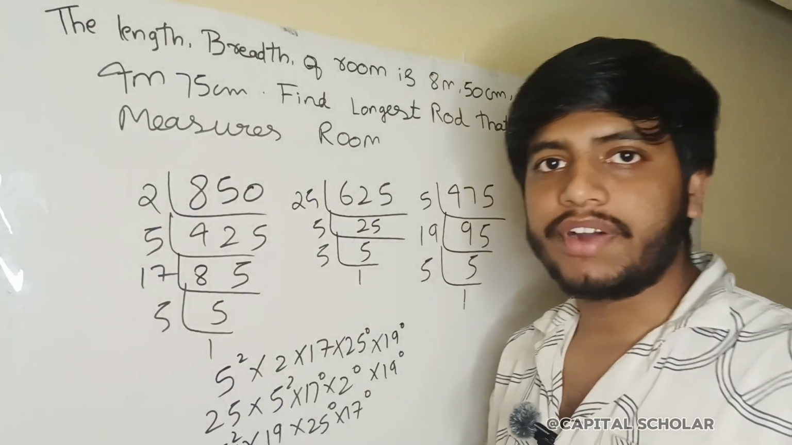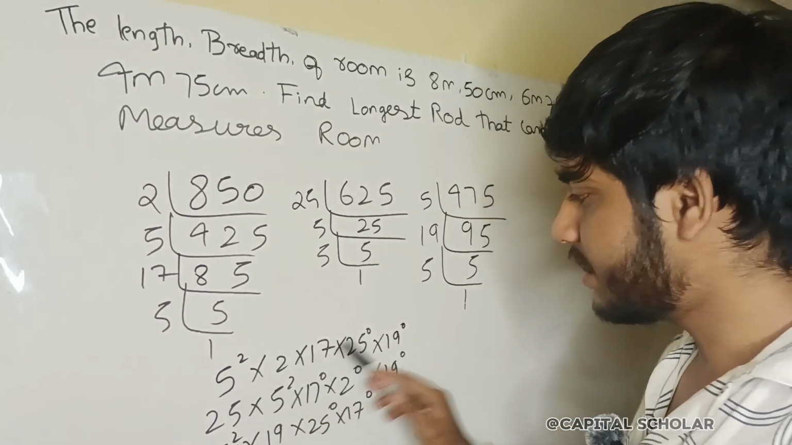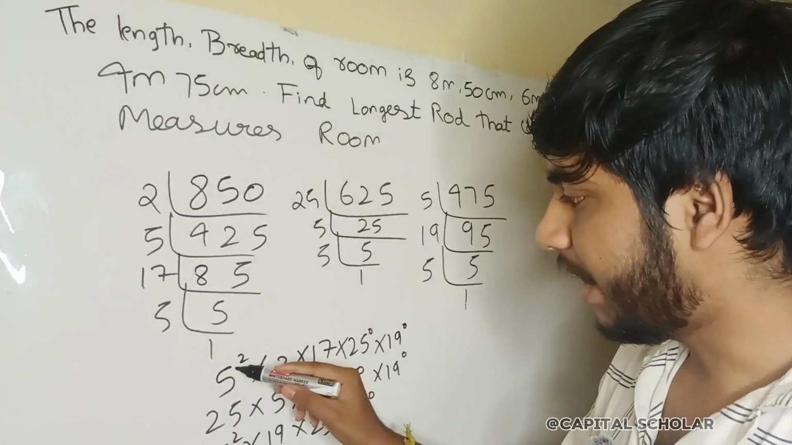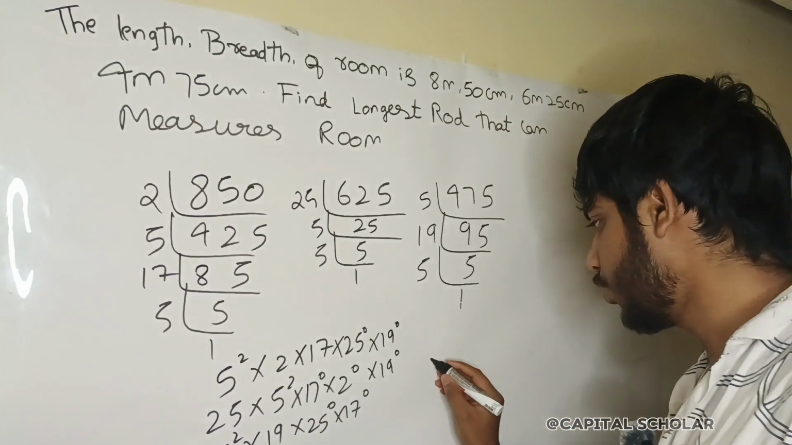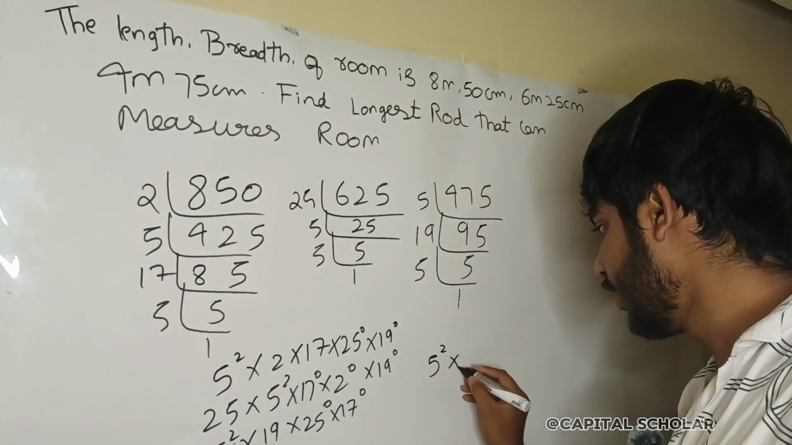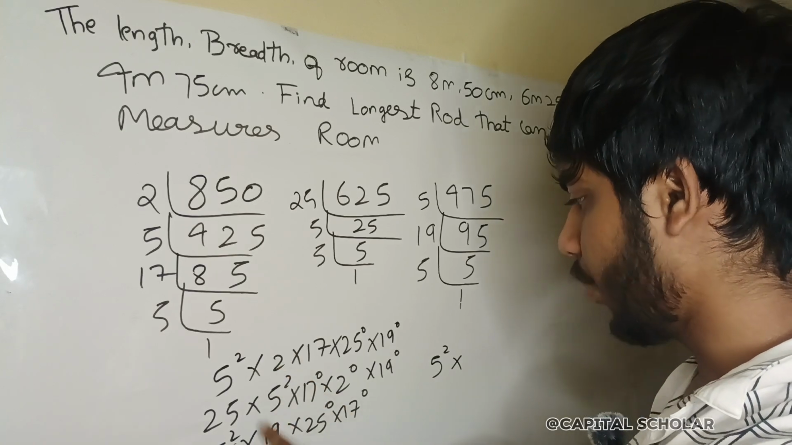Now we have to find which is the lowest power in these numbers. In 5 common, which is lowest? Of course 5 squared is lowest. So 5 squared into which is lowest?